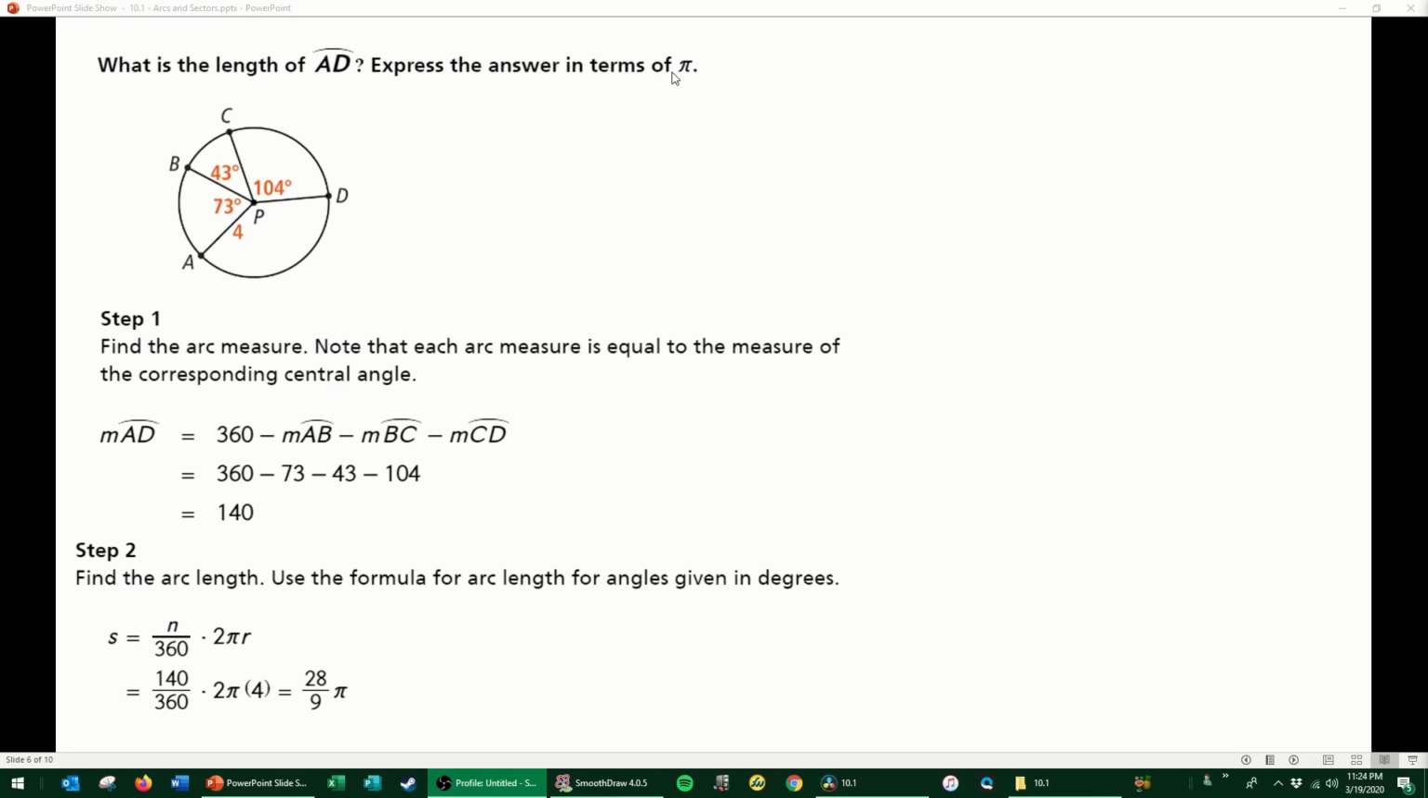Again, in terms of pi means make sure you have pi in your answer. If you try and multiply by an irrational number, you're going to have to round to submit your answer. And when you round, you no longer have an exact answer. And we want to be as precise as possible in this class. And to be as precise as possible is to give an exact answer every time.